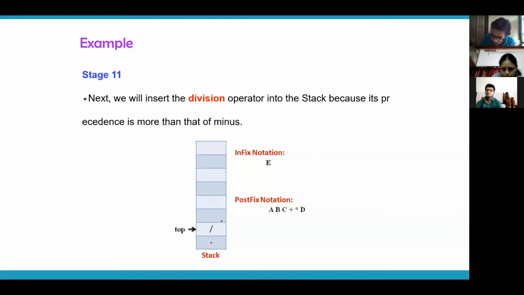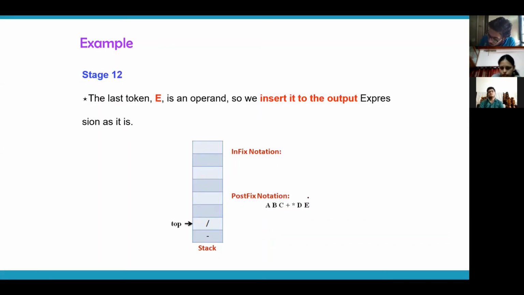So what will happen? Division will also come inside. Okay. Now who is left? The only person left in your expression is E. E is an operand, so E will get appended to your postfix notation.